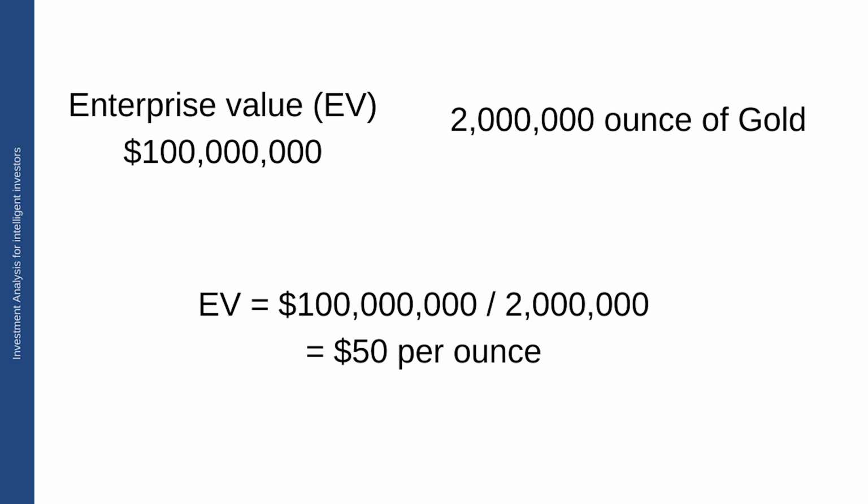Now, how do we use it? Look for companies in the same region, in the same stage. Look at their enterprise value to ounce ratio and take an average. And if it's below $50 an ounce, then you know that the company you're looking at is probably overvalued. Same thing, if the average is above $50, then you know the company is probably undervalued.